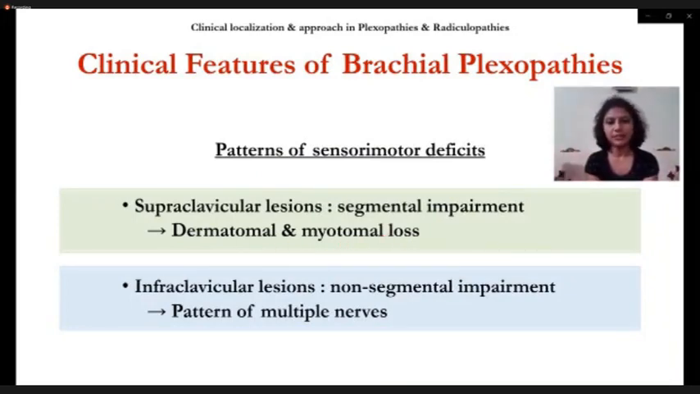In supraclavicular plexopathies, there is a segmental pattern of impairment, that is the sensory loss occurs in a dermatomal pattern and the weakness follows a myotomal pattern. On the other hand, in case of infraclavicular plexopathies, the impairment is non-segmental. Rather, it follows the pattern that is observed with the involvement of the multiple terminal nerves.